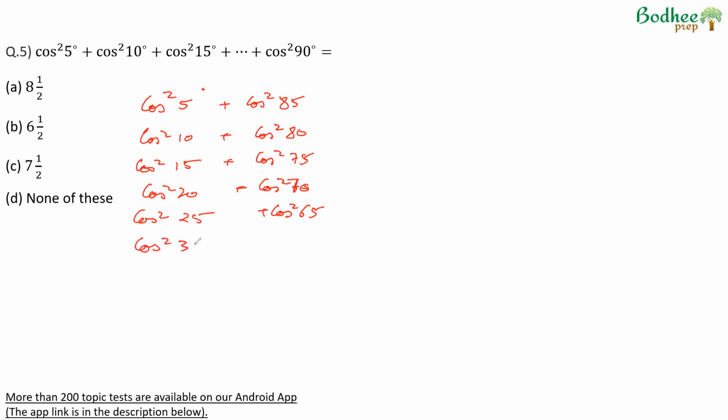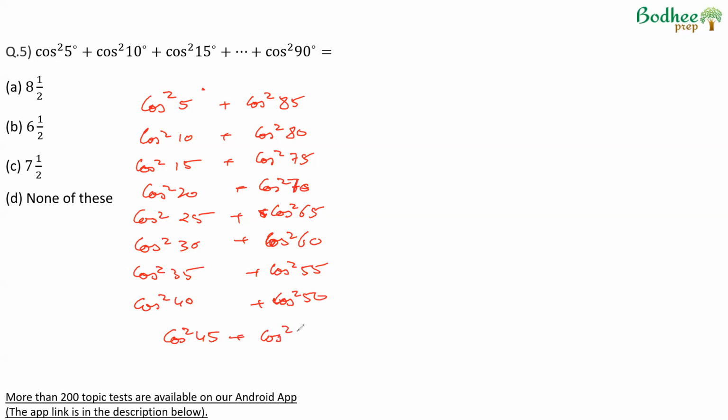Cos square 30 plus cos square 60, cos square 35 plus cos square 55, cos square 40 plus cos square 50, and then we'll have cos square 45, to which we can add nothing. And also this last cos square 90 is not used. So the terms are 5, 10, 15, 20, 25, 30, 35, 40, 45, 50, 55, 60, 65, 70, 75, 80, 85, 90. These are the terms that we have.